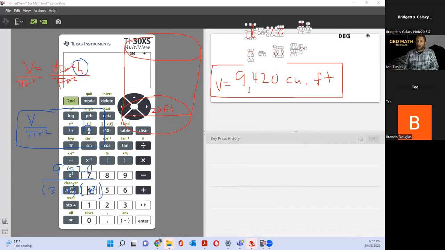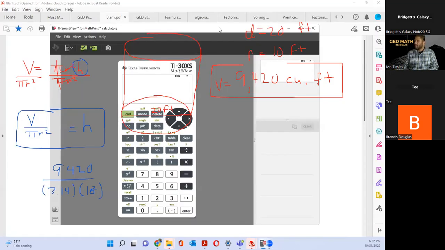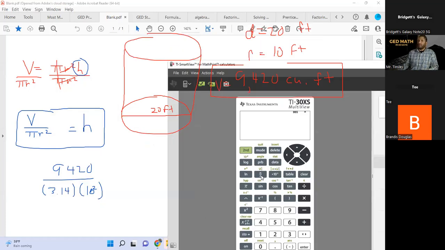Then I'm gonna make the calculator smaller so we can see the calculations. Okay, so I'm gonna hit the division key, 9420. Hit my down arrow to go to my denominator, 3.14 times 10 squared. You don't even have to do 10 squared. You can put it in exactly the way you see it once you change that equation to solve for H.